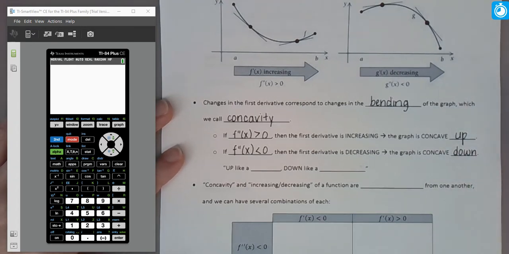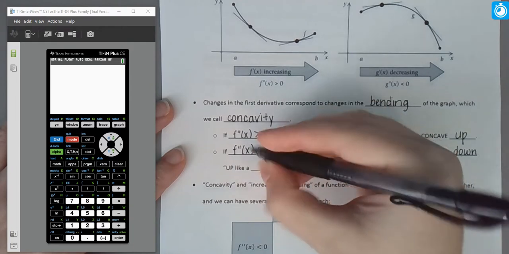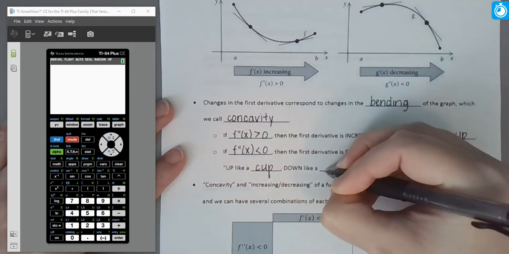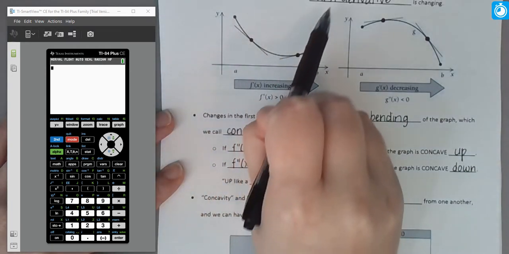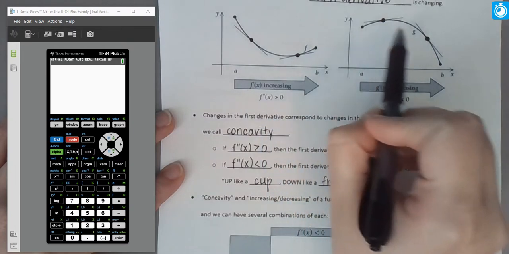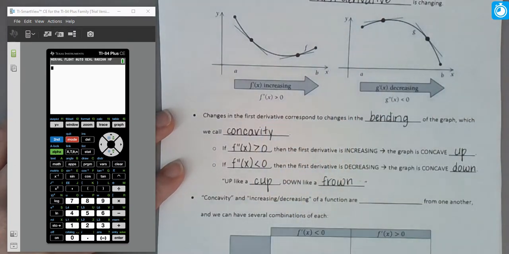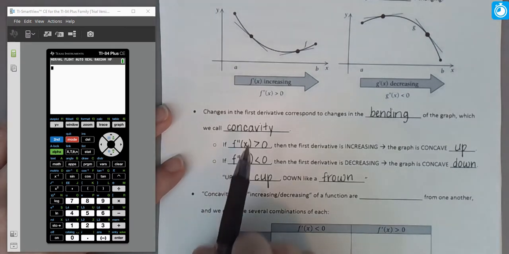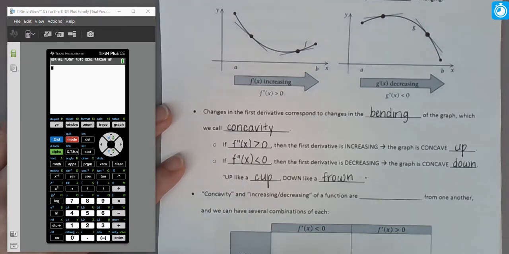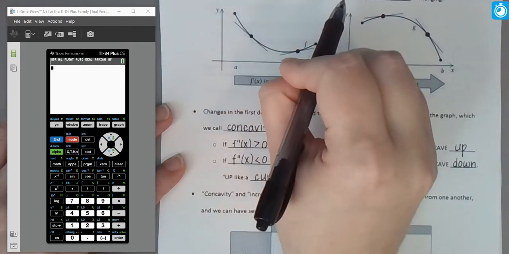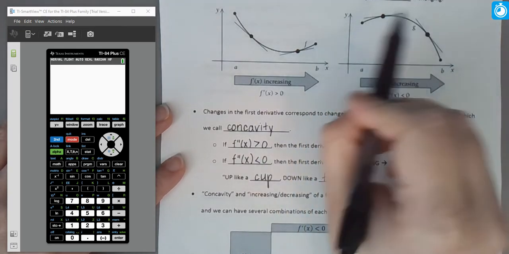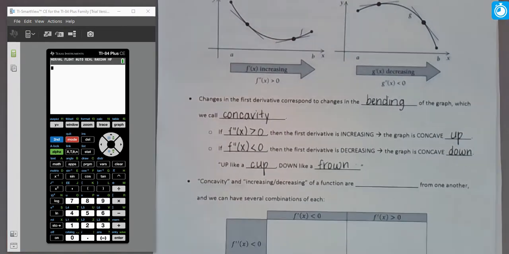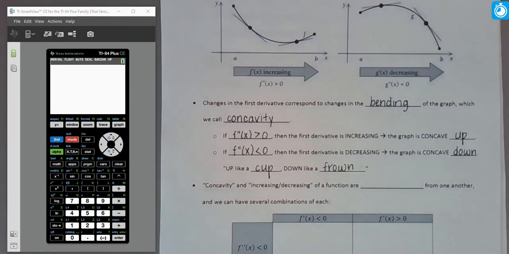Now, how do you remember which is which in terms of the shape? Here's how I remember it. I remember that it is up like a cup and down like a frown. So upward concavity, shaped like a cup, downward concavity, shaped like a frown. It rhymes, so hopefully that'll help you remember which one is which. Anytime the second derivative is positive, we're concave up, up like a cup. Anytime the second derivative is negative, we're concave down, down like a frown. And so again, that gives us a general shape for the graph in terms of how the graph is curved.